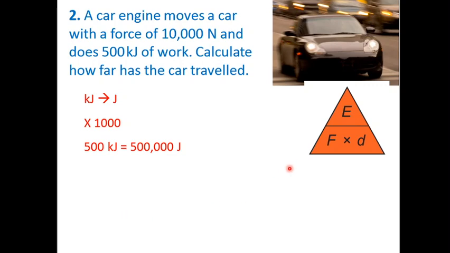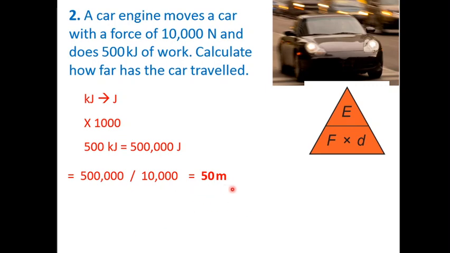Then what we need to do is have a look at the triangle or have a look at the equation to see what we need to do. So we've got the force and we've got the work done, and we need to calculate how far the car travels. So we are calculating the distance here. To do that, if you look at the triangle, you've got to divide the work done by the force that's been given to give you the distance. So that's 500,000 joules divided by 10,000 newtons, and that will give us the answer of 50 metres.